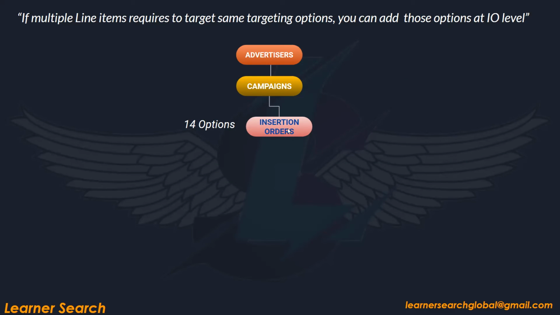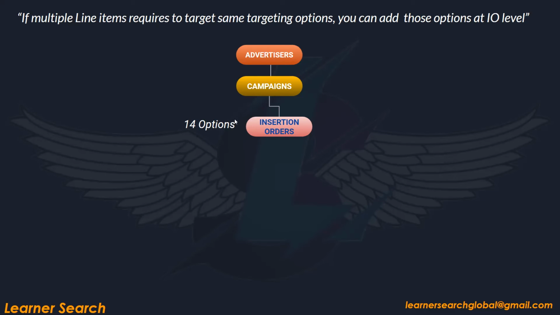At IO level you can give it. For example, if you are working for a client of the same region, like US, who speaks English and has some brand safety requirement and viewability of 70%, whatever the brand standard options, you can set it at insertion orders. The same targeting options will be inherited by the below level.